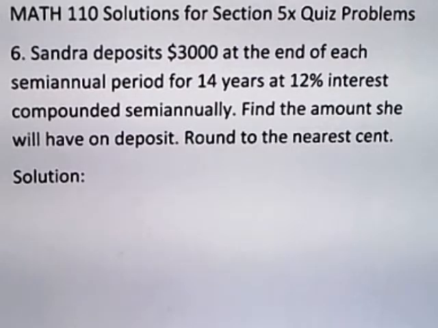This is problem number 6 on the section 5X quiz. It says Sandra deposits $3,000 at the end of each semi-annual period for 14 years at 12% interest compounded semi-annually. Find the amount you will have on deposit, rounded to the nearest cent.